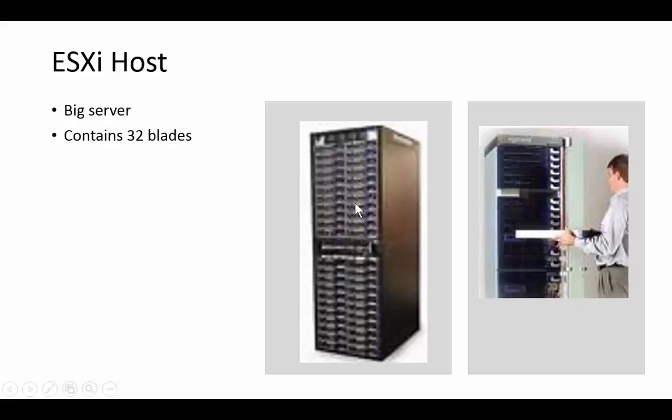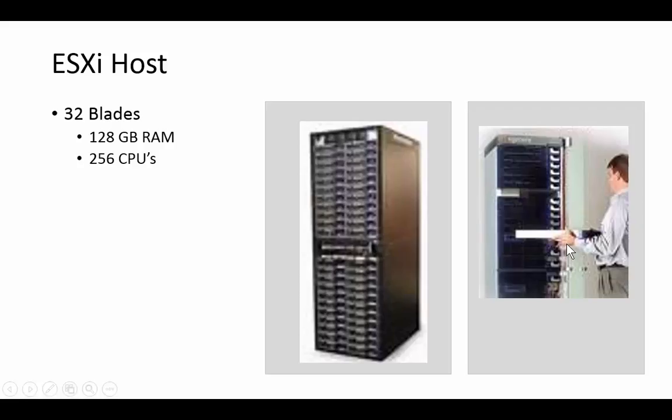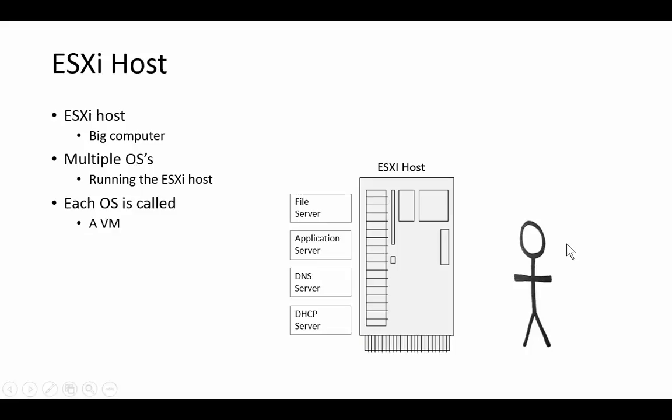An ESXi host is a big computer as tall as I am, and it has 32 blades in it, and this thing that looks like a lunch tray is called a blade. A blade is a circuit board that has 2 microprocessors and 4 gig of RAM. So if you have a server which has 32 blades in it, you got a server with 128 gig of RAM and 256 logical CPUs, a very powerful server.